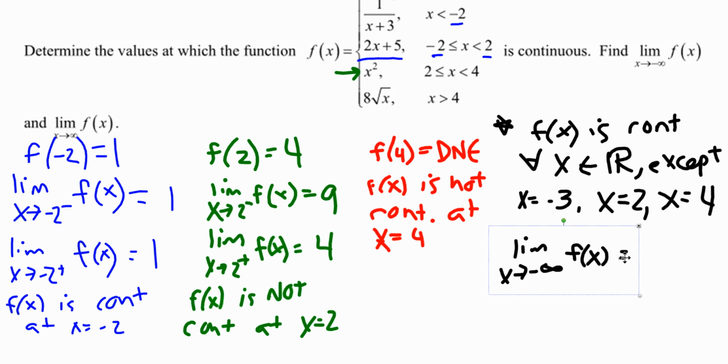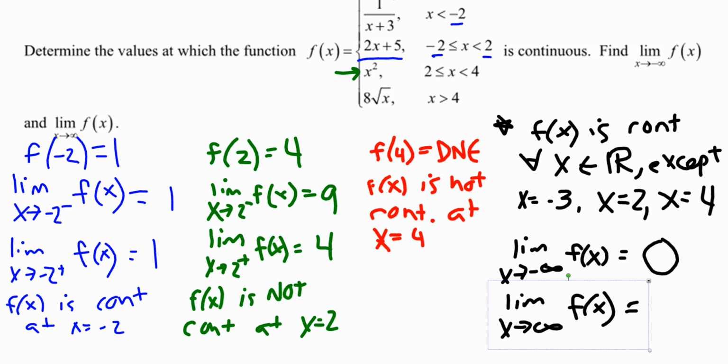Now we know that that function all the way on the left side, the 1 over x plus 3, is going to have a horizontal asymptote at 0. The limit as x approaches infinity of f of x, the square root of x, is going to continue rising slowly as x gets bigger, so that limit is actually infinity.